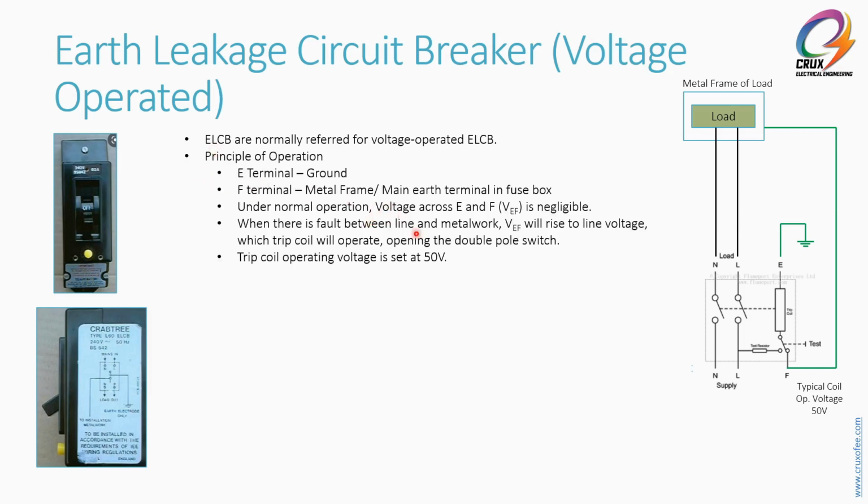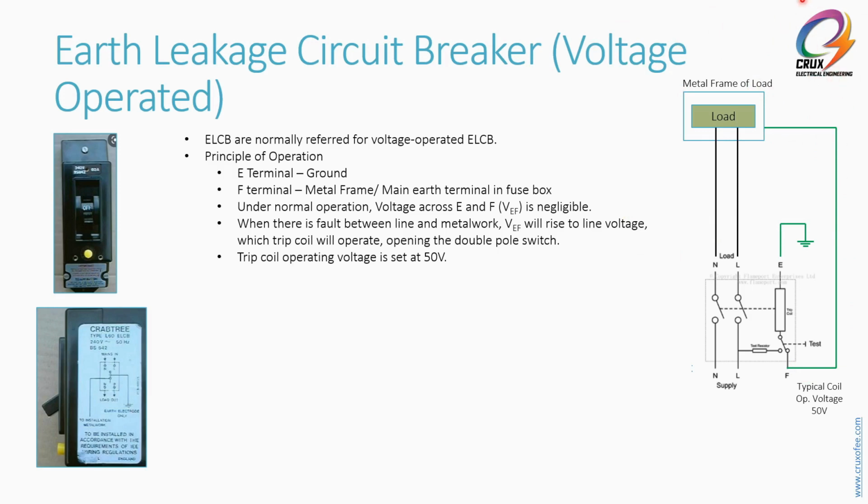The principle of operation is quite simple. We have one terminal here connected to the ground, which is to your ground electrode, or your grounding. Whereas the F terminal is connected to the frame. F is for the frame, the metal frame. So whichever metal frames you have in your house or buildings, all the metal frames must be connected to this F terminal.